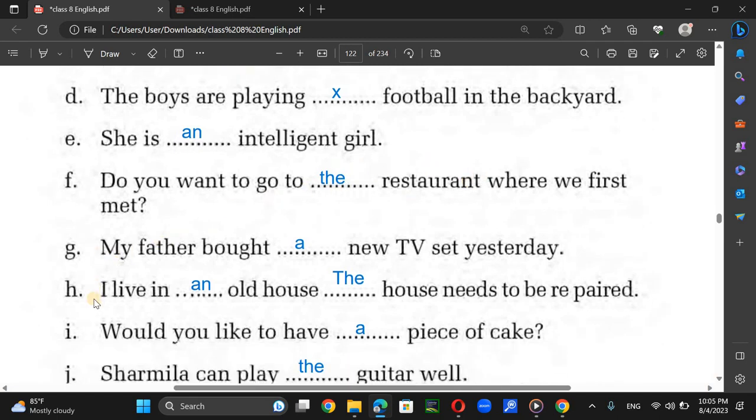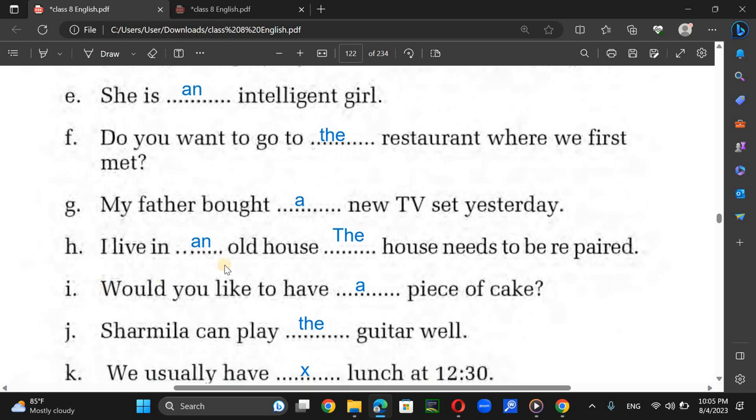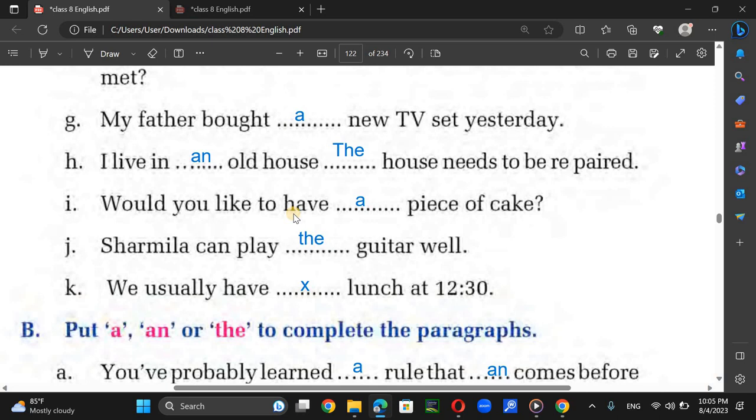Now G. My father bought a new TV set yesterday. We have to use a here. Yes. I live in an old house. The house needs to be repaired. So here in an old house, the house needs to be repaired. The same house is repeated here, so we should use the. Now, would you like to have a piece of cake? So a piece of cake.